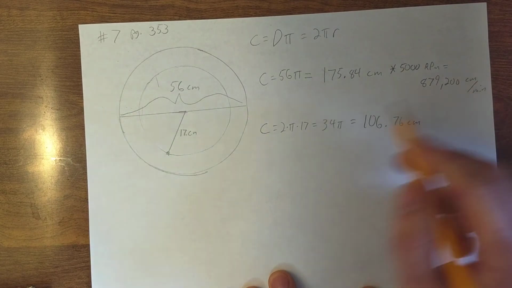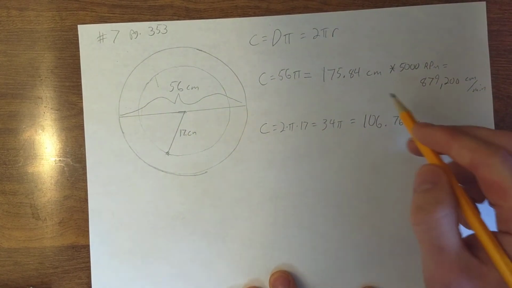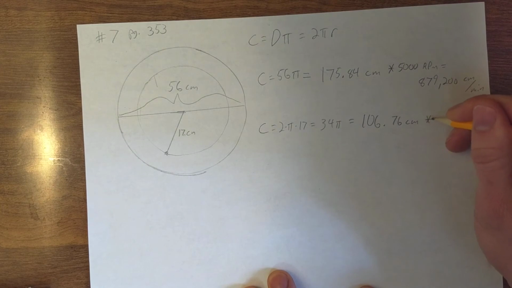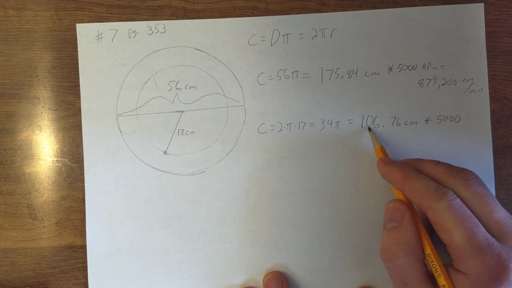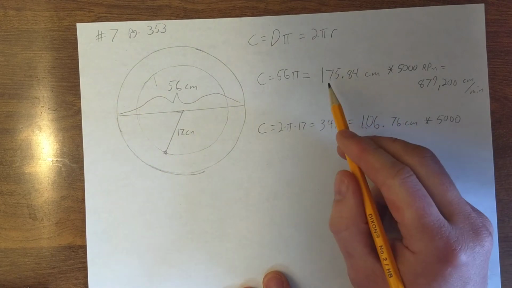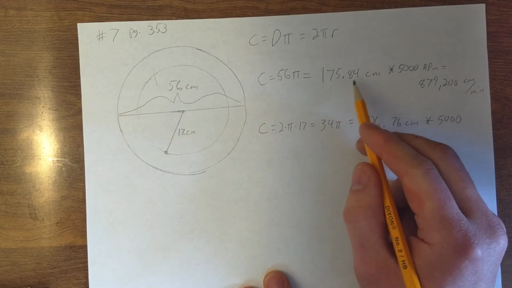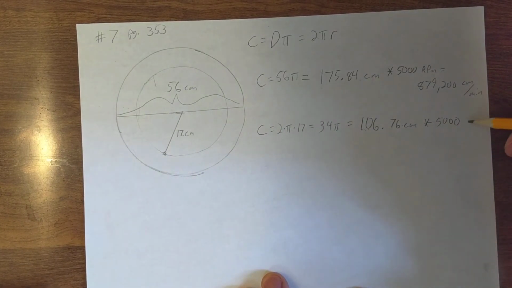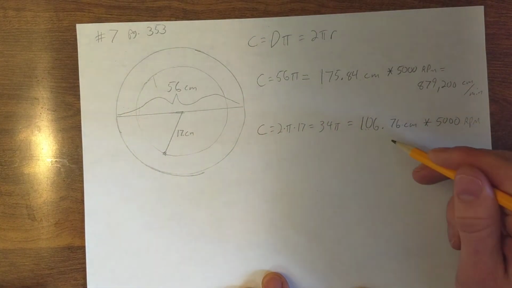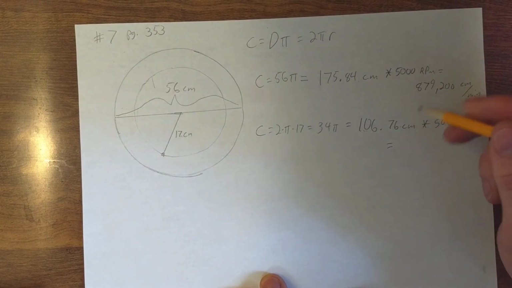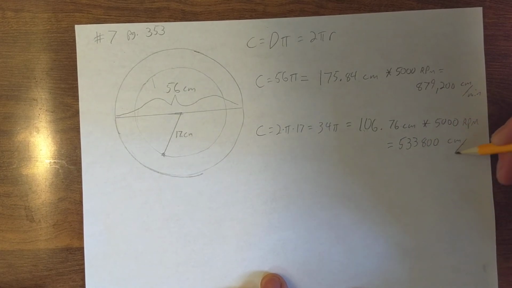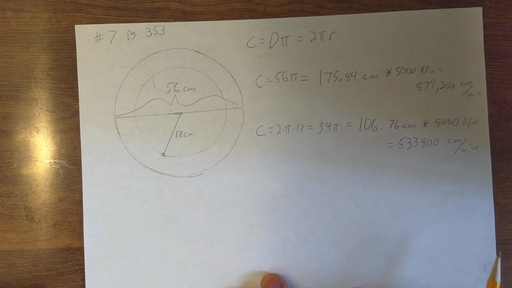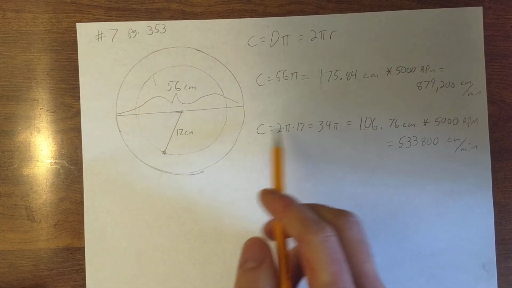I can then compare it to this one, right? They're both going 5,000 revolutions. But for each revolution, each time this one goes around, it's only going around 106.76 centimeters, whereas this one was going longer for every revolution. So I'm going to still multiply this by the RPMs, and this equals 533,800 centimeters per minute.